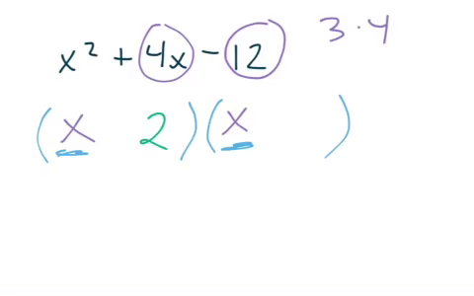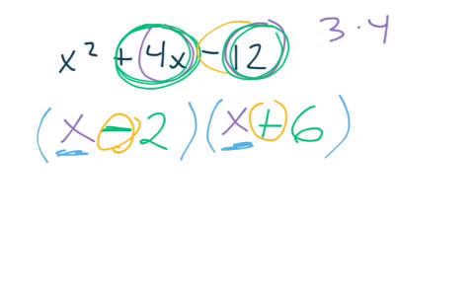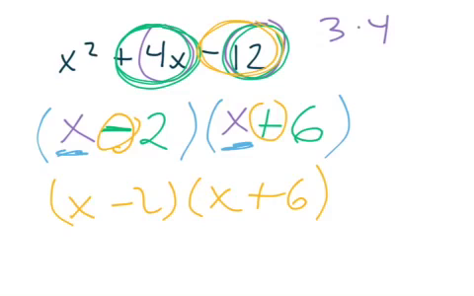Oh, how about 2 times 6? Isn't 2 times 6 12? How do I get the plus 4x? How about negative 2 plus 6? Isn't that positive 4x? And notice, guys, I have a negative here and a positive to make my negative 12 come out, right? So long story short, x minus 2 times x plus 6 is the result. Pause the video if you need to.